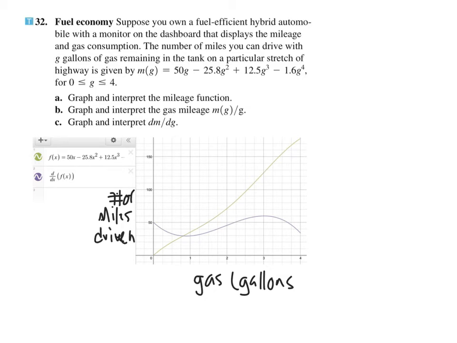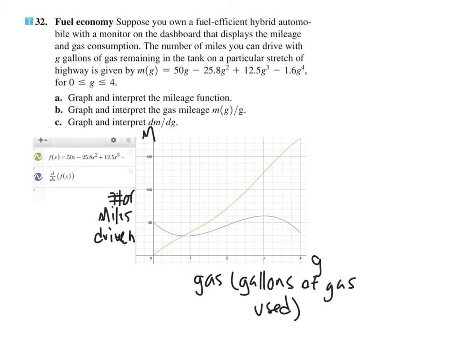And the x-axis is really gallons of gas used. So it's important that we can label those axes. I'm going to label this G and label this M, and so we can graph and interpret this.